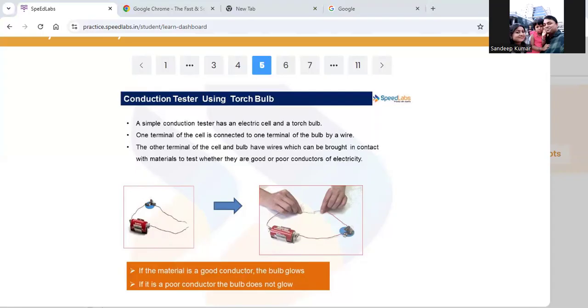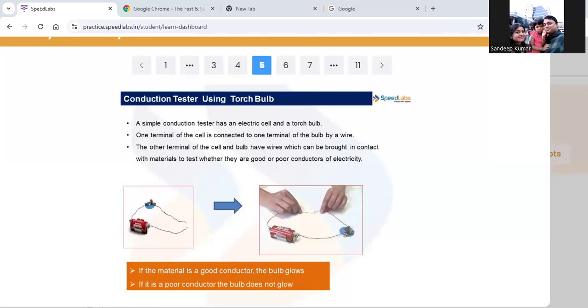Okay. And in case if you switch off, the cell is connected, but the current is not flowing in the circuit. In this case, the bulb will not glow. Okay, when the switch is on, this is what we call key closed. In this case, we say key open. When the key is open, the bulb will not glow. When the key is closed only, then the bulb will glow.